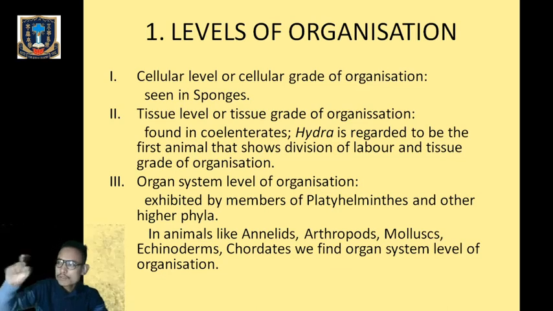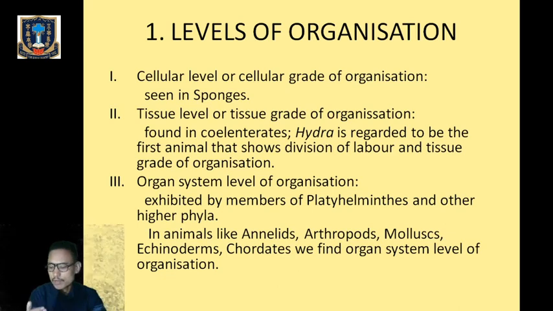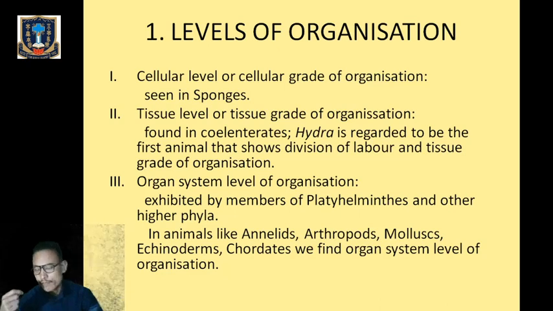That's why it is called the organ system level of organization. So first we have the cellular level, second the tissue level, third the organ level, and fourth the organ system level of organization. Now, this organ system level also has various patterns of complexity. For example, in platyhelminthes, when we talk about the digestive system, they have an incomplete digestive system.